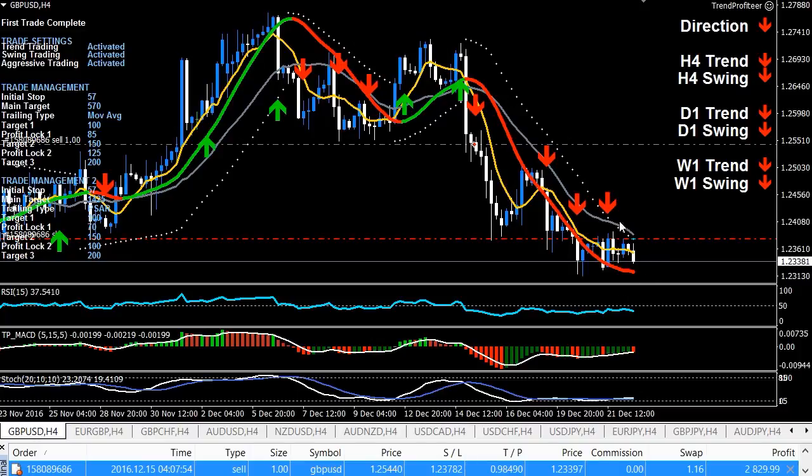2,829 bucks and 99 cents. So 2,830 in my open trade, hovering around. My stop has continued to move down, so my trade management is working very nicely.